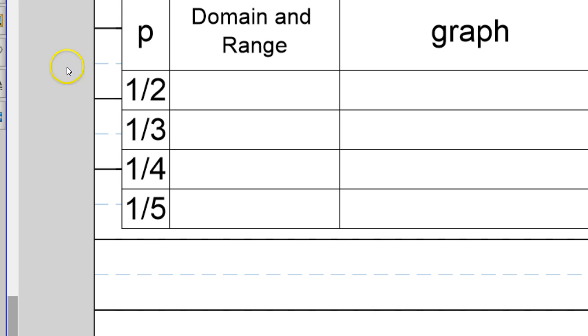So what I would like you to do is try desmos.com/calculator to see what the domain and range of these graphs are when p is a fraction, and see if you can develop a relationship between the two.